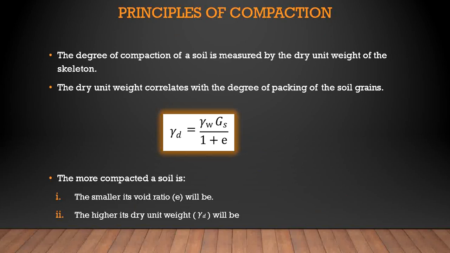Now the degree of compaction of a soil is measured by the dry unit weight of the skeleton, and dry unit weight we can easily find out. We know the formula, that is gamma D is equal to gamma W into GS upon 1 plus E, where gamma D is nothing but the dry unit weight, gamma W is the unit weight of water, GS or G is nothing but the specific gravity, and E is nothing but the void ratio. So the more compacted the soil, the smaller the void ratio and the higher the dry unit weight.